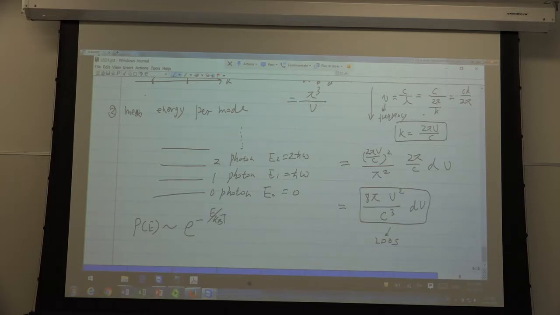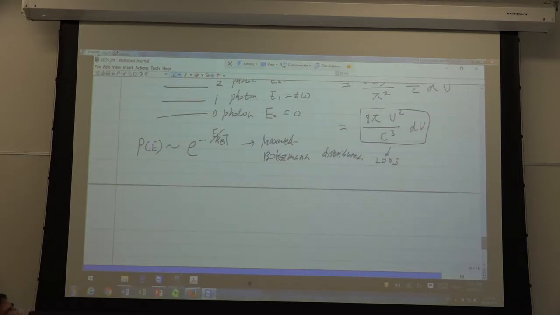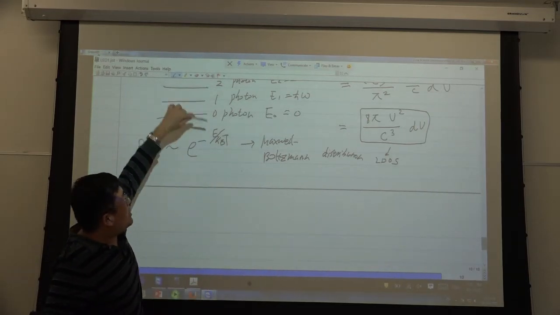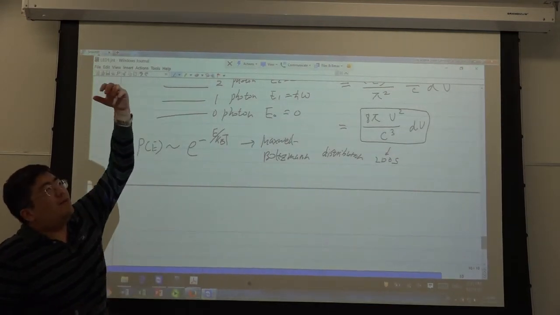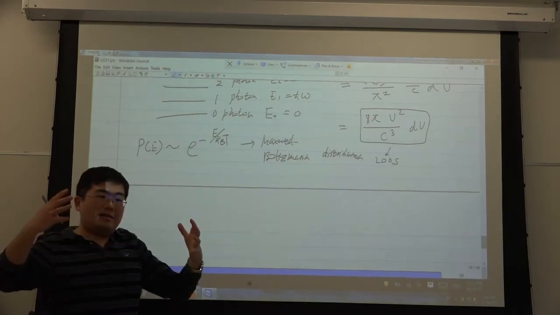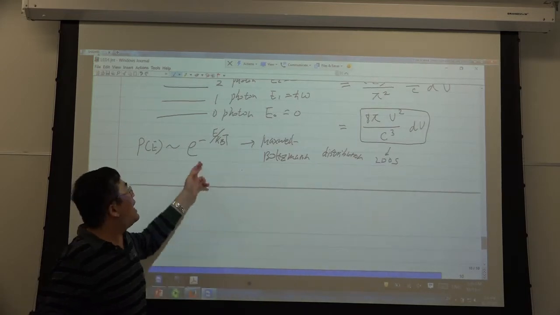But we know that the probability for an energy is proportional to the exponential of this energy over kBT. We call this the Maxwell-Boltzmann distribution. We don't know how many photons are in each mode, but if the photon number is higher, it has a smaller probability. If the photon number is smaller, it has a higher probability. If the photon number is very high, it has little probability.